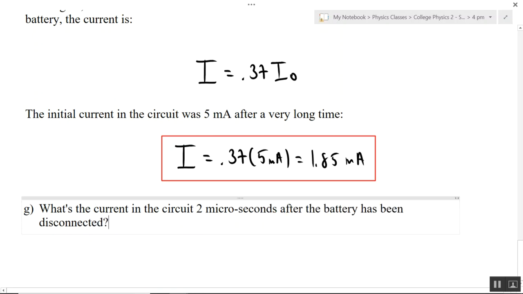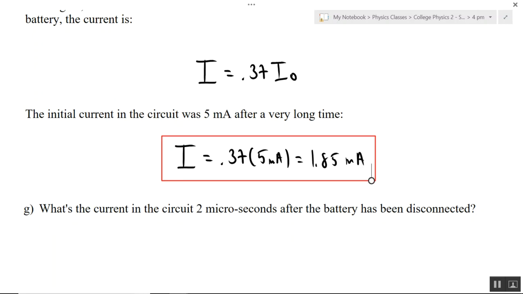Okay, so once again, 2 microseconds is not the time constant, so you can't just use 0.37. I can ask the same question I asked before. What do you think the current is at 2 microseconds compared to 1.5 microseconds? Is it going to be less than 1.85, bigger than 1.85, or equal to 1.5? It's going to be less, because the longer you wait, the less current is in the circuit, right? So you should get a smaller number than 1.85.